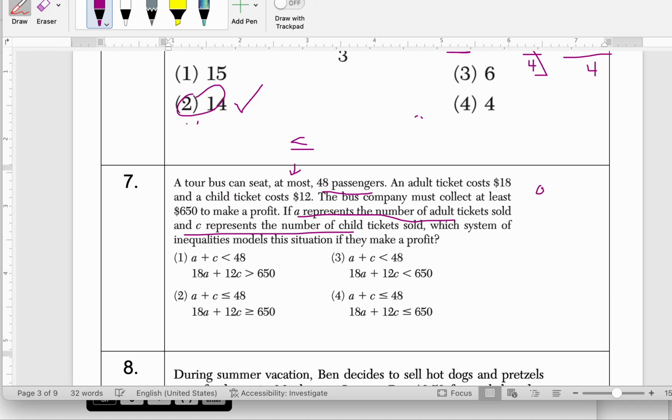So I know A, that's the number of adult tickets, is going to be times 18. Or let me say 18A. That's what we're used to seeing. So we have 18A, and child seats, so plus 12C. This is the cost, a number of tickets. And we see the bus company must collect at least. So at least is greater than or equal to. So we have greater than or equal to $6.50.